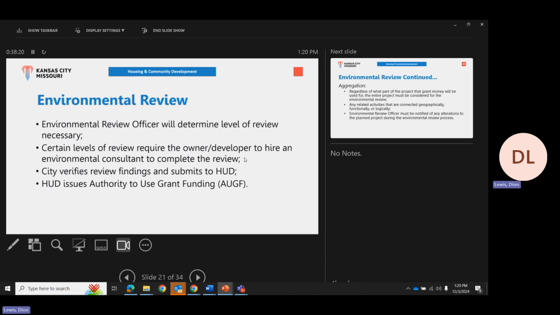The environmental review officer will determine the level of review necessary. Certain levels of review require the owner and developer to hire an environmental consultant to complete the review. Again, that's money that you might have to spend up front out of pocket. It may be reimbursable, so that's a discussion to have with the program manager, but there will be money that'll come out of pocket, and maybe one of the only reimbursable costs up front, if at all.